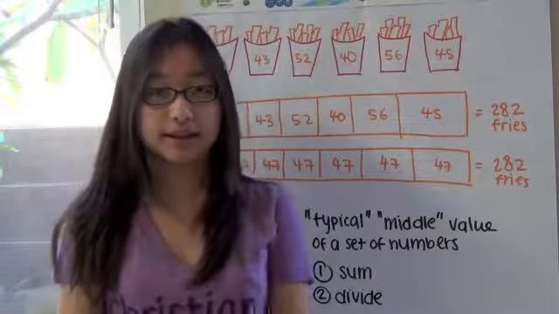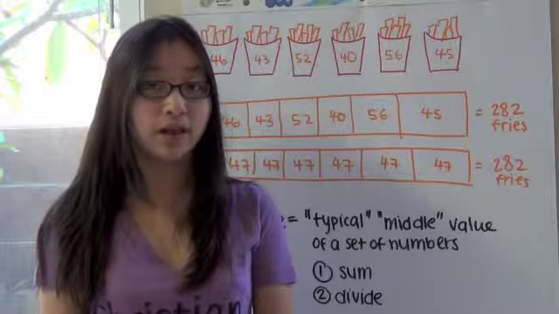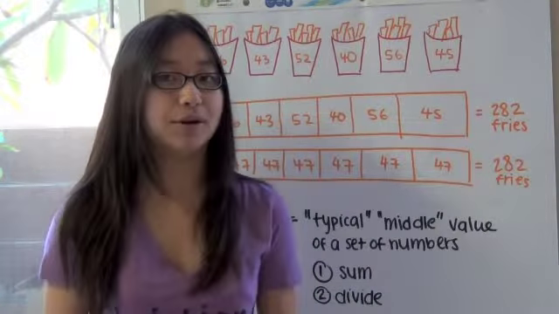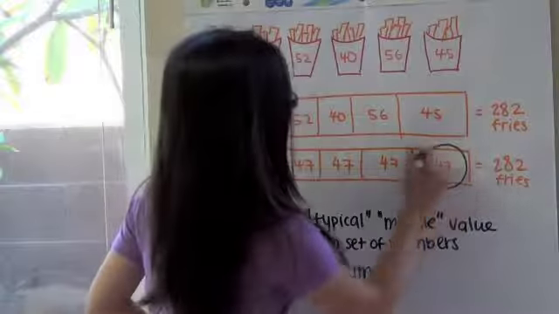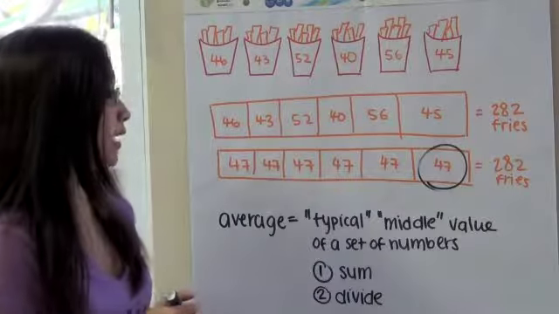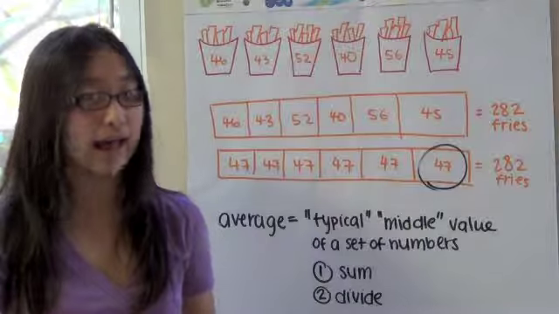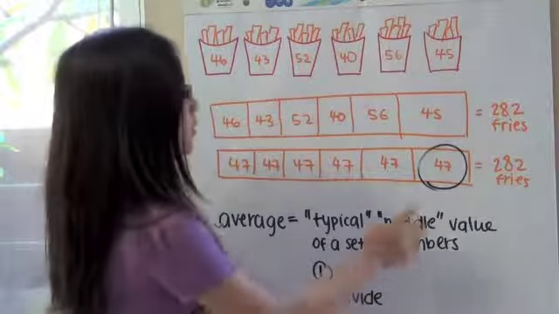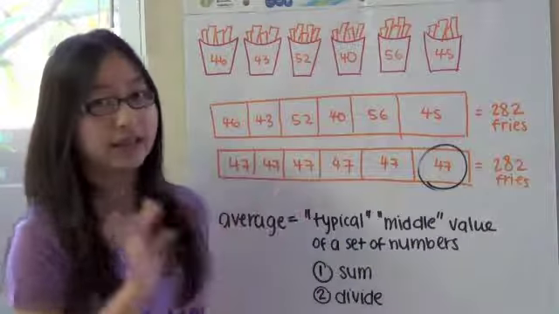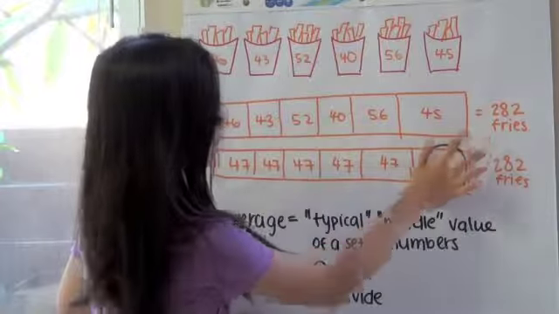And there are 2 important things to know about average. First of all, it doesn't have to be a number that was originally given to you. For example, in this problem, our final answer was 47 because everybody gets 47 in the end, but nobody got 47 fries to begin with. So the average does not have to be any of these values.